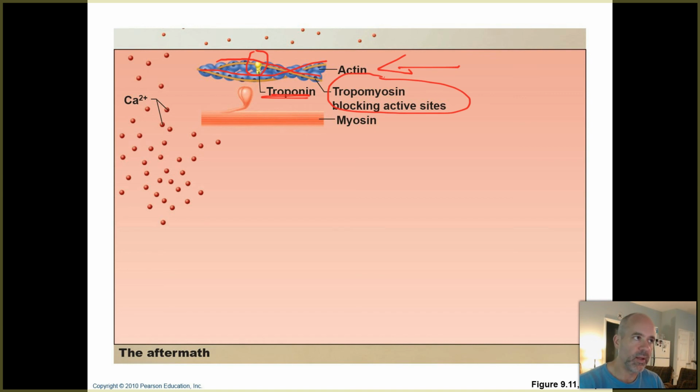What they do is, when a muscle fiber is relaxed, tropomyosin blocks the active sites or the binding sites, the contact sites between your heads on myosin and the actin. We need those heads on the myosin to come into contact with the actin, those little binding sites on actin, in order for our cross-bridging to take place.